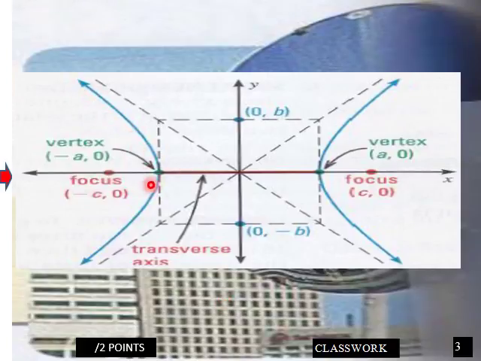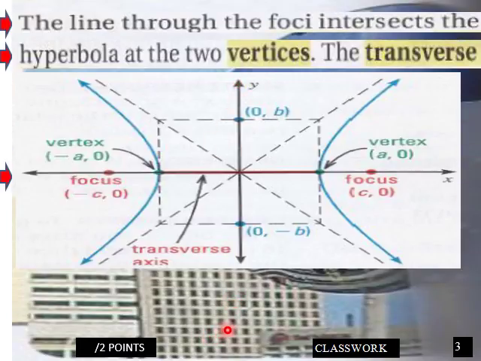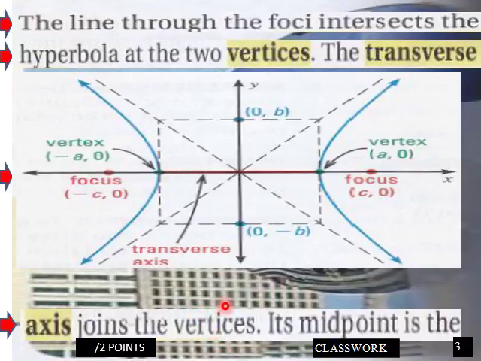And then here is a more enhanced diagram of a hyperbola. Transverse axis here. Then we have our foci here, and our vertices here, and we have our asymptotes here. And then this is our conjugate axis here. The line through the foci intersects the hyperbola at the two vertices. The transverse axis joins the vertices.